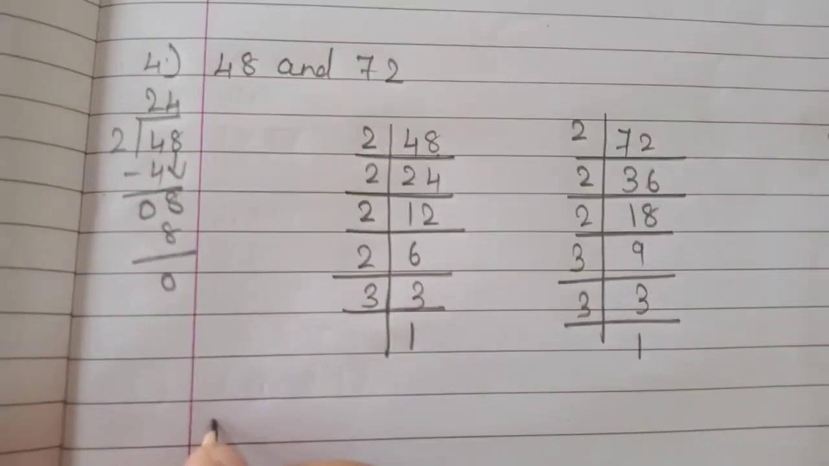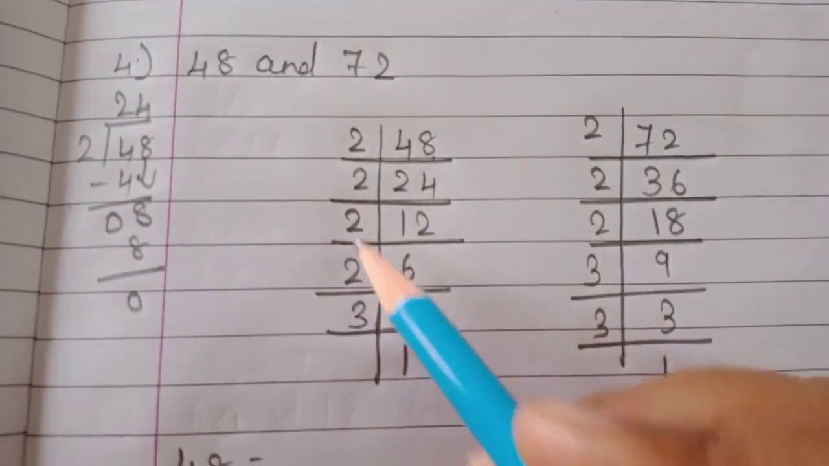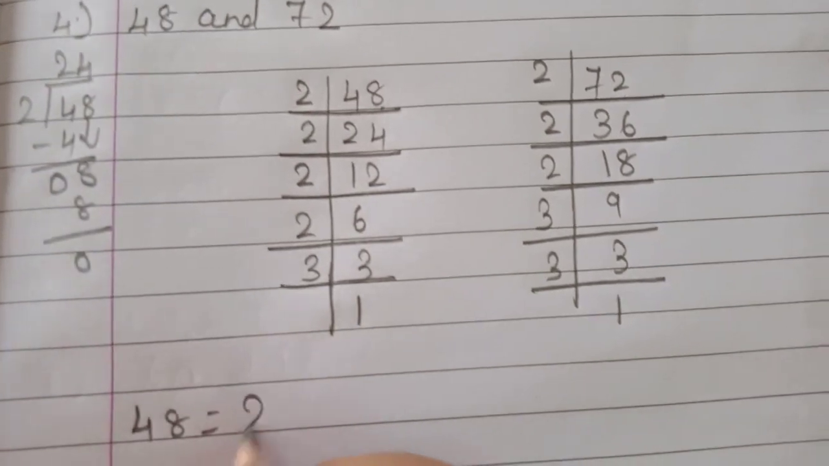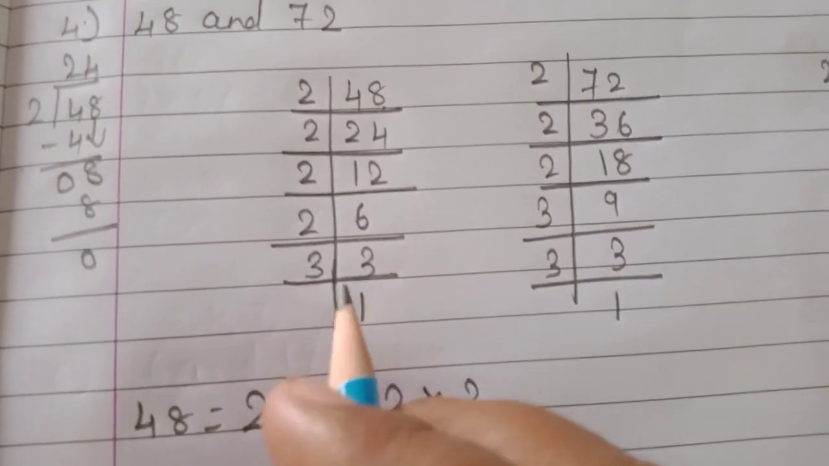Now we will write the factors for 48. How many 2s are there? 1, 2, 3, 4. So 2 multiplied by 2 multiplied by 2 multiplied by 2, then 3 is there.